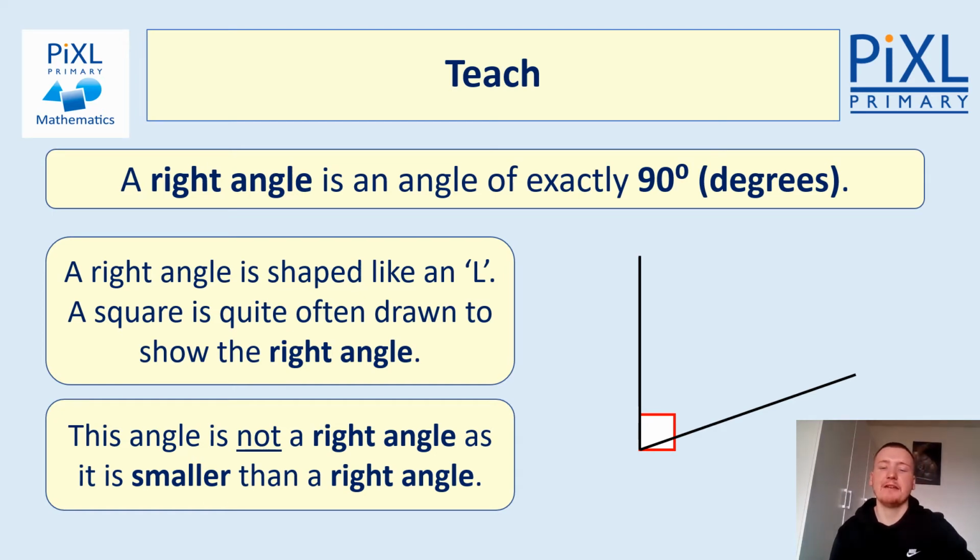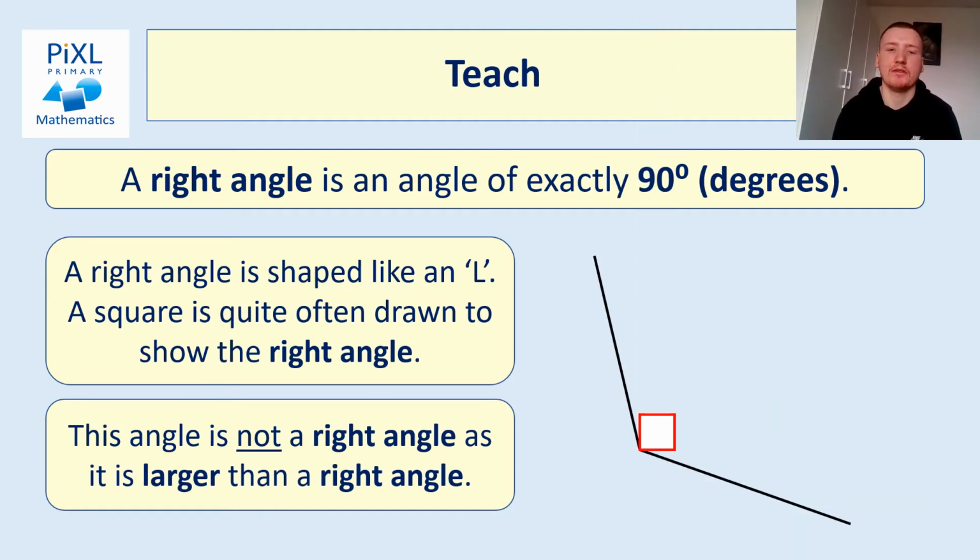So just to test it, and remember you can put a square there. If you put a square there, you will notice this angle is smaller than 90 degrees, because we've put our square on there. Or if you have a protractor, you can use that to test and to see if it isn't exactly 90 degrees, but just from looking at it straight away, we knew it was smaller. So give yourself a pat on the back if you said straight away that is smaller than a right angle.